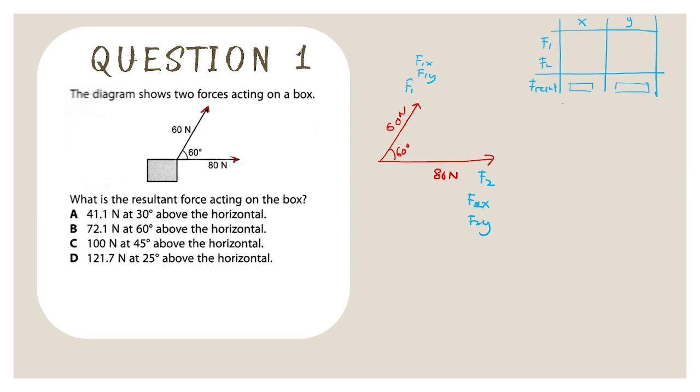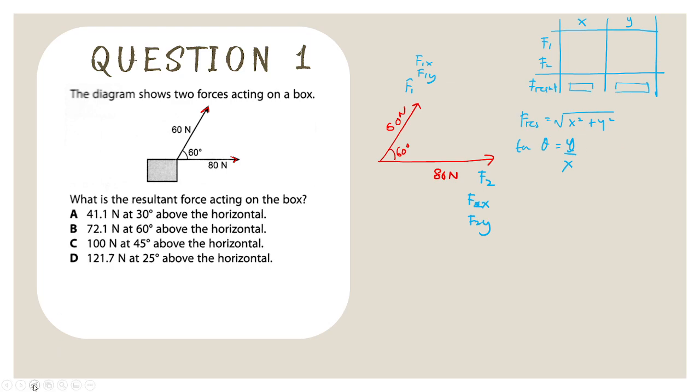Then you get back the net by using the Pythagoras theorem. F resultant equals the square root of x squared plus y squared, and then you can also find the angle by using tan theta equals y over x. This is one of the methods that you can use to find the answer.